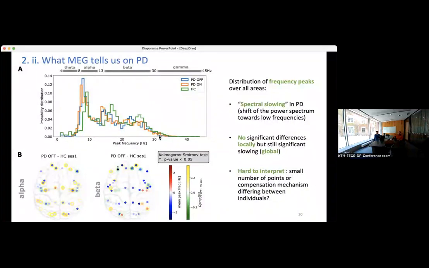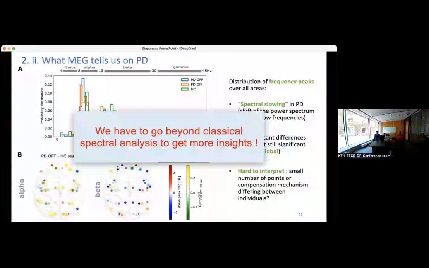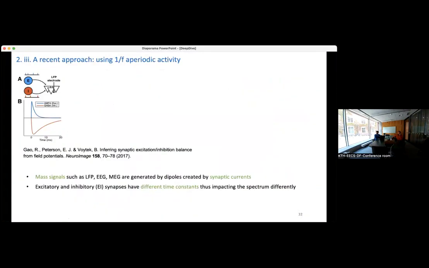And what you see is that when we look at the difference in the different brain regions of these oscillations, they are not significant. So it's hard to interpret this slowing, because it seems that some regions shift and decrease, and some others increase. It's still hard to interpret this spectral analysis. So somehow we have to go beyond this classical spectral analysis to get more insights.